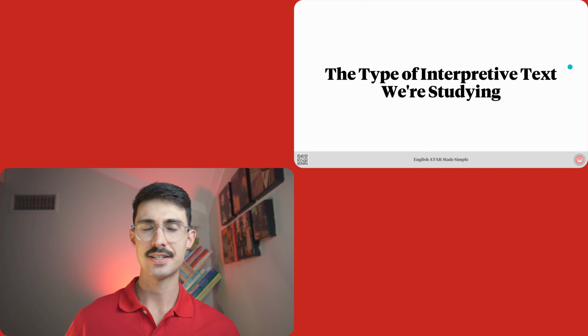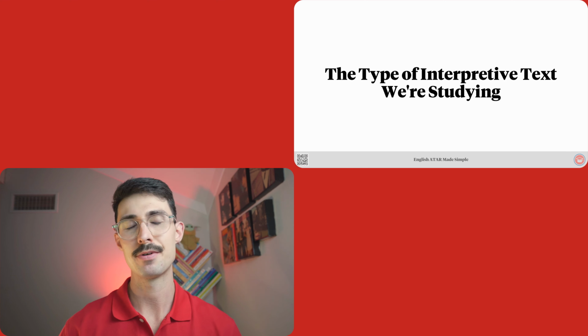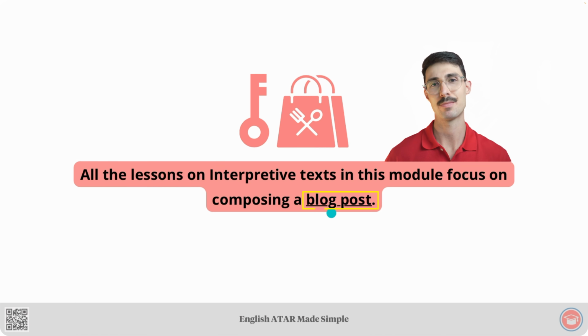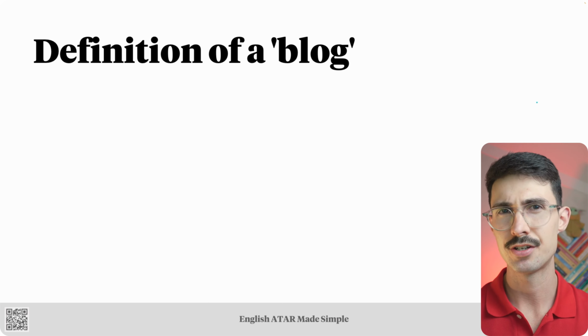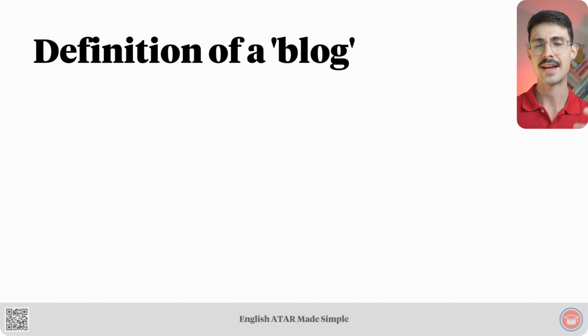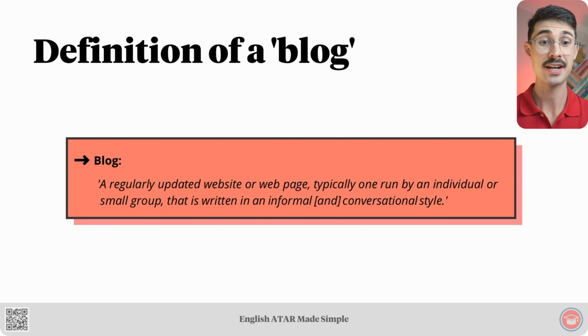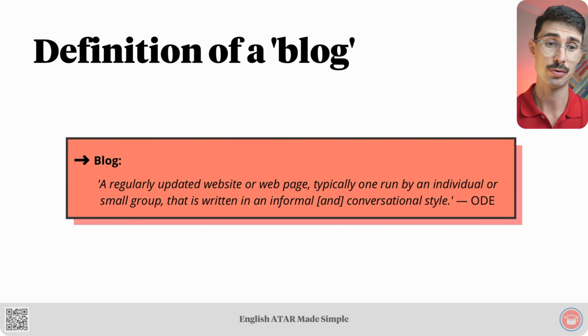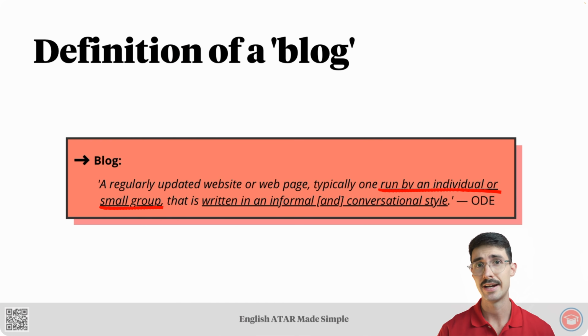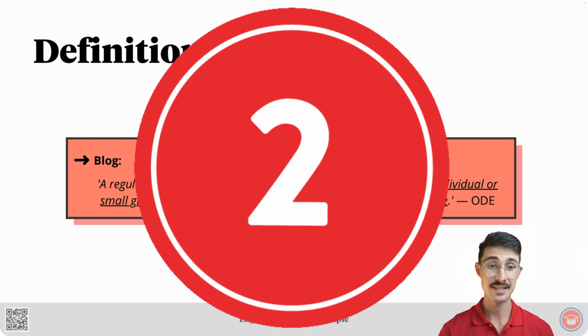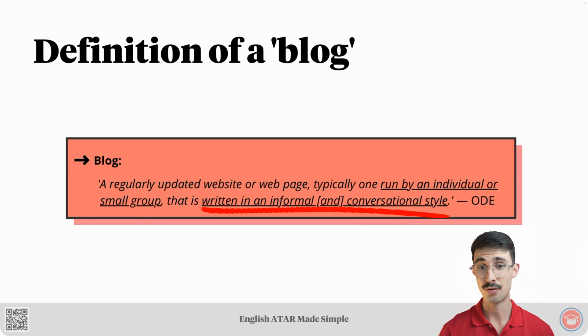Let's just get this out of the way. The type of interpretive text we're studying is a blog post. Here are the fundamentals of it. The first fundamental is the definition of a blog. What is a blog? Our formal definition is a regularly updated website or web page, typically one run by an individual or small group that is written in an informal and conversational style. So 2 important factors about a blog. Firstly, it's run by an individual or small group. And secondly, it is written in an informal and conversational style.